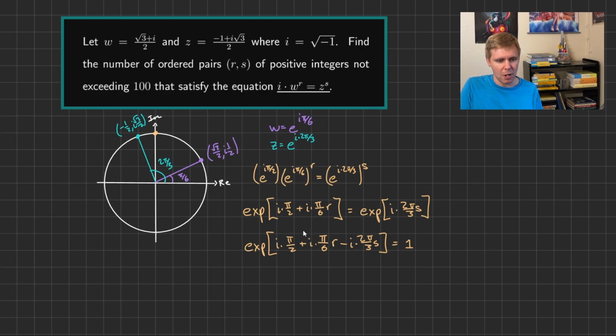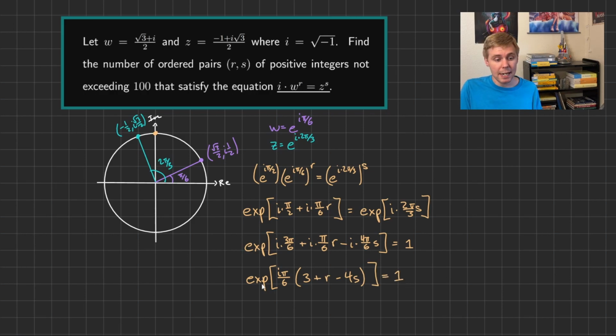So if I make some common denominators here to add together, pi over 2 is the same thing as 3 pi over 6. So let's go ahead and do that. And then this one would turn into 4 pi over 6. Now we can go ahead and simplify this out. So we have e to the power of, I'm going to factor out an i times pi over 6. When I do that here, I'm just left with a 3. Here I factor out the i pi over 6, I'm just left with an r. And here I factor out the i pi over 6 and I'm left with a minus 4s. And that's all equal to 1.